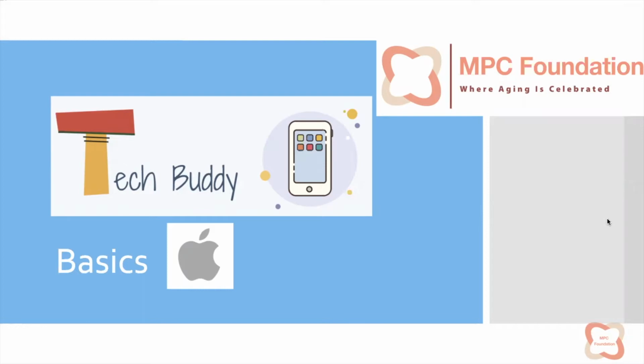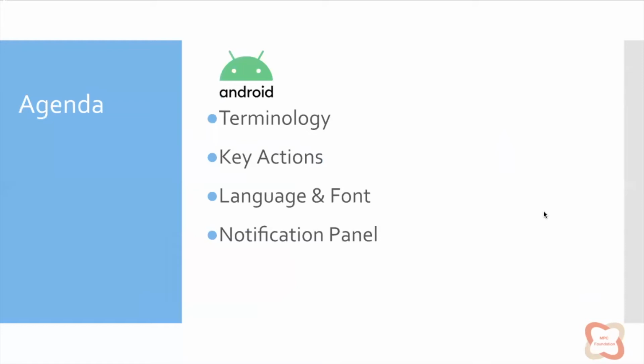Since today's technically the first class of the new semester, we're going to be starting with the basics again for the iOS system. For today, we're going to be looking over the terminology, so like the definitions of some of the words that are used when describing the iOS system. We're also going to look over the key actions that can be done with the iPhone, changing the language and font, and also customizing your notification panel.